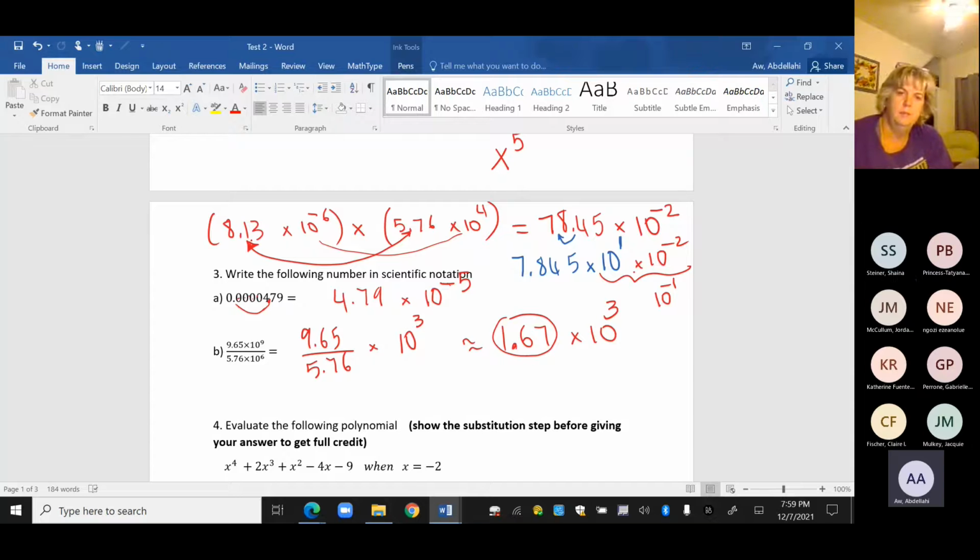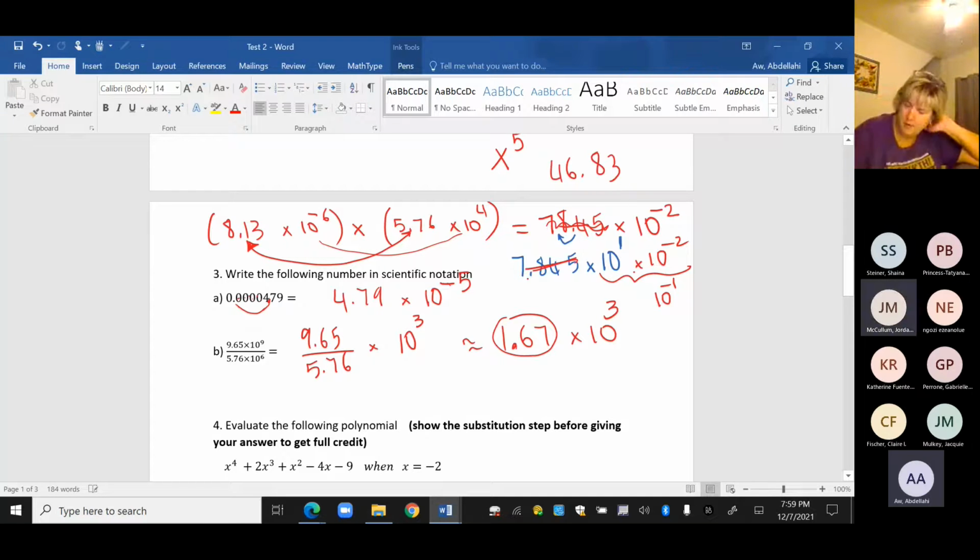So 8.13 times 5.76 is 46.82. I don't know what digits I typed. 46.82 or 83, something like that, right? Thank you very much for letting me know.